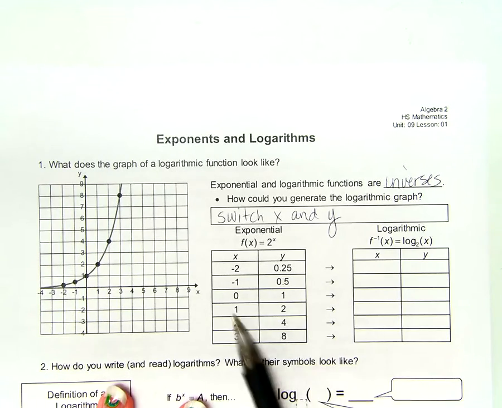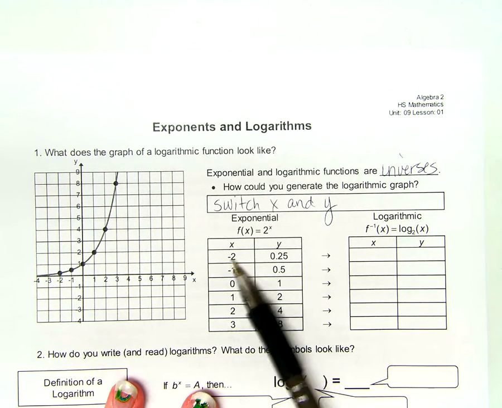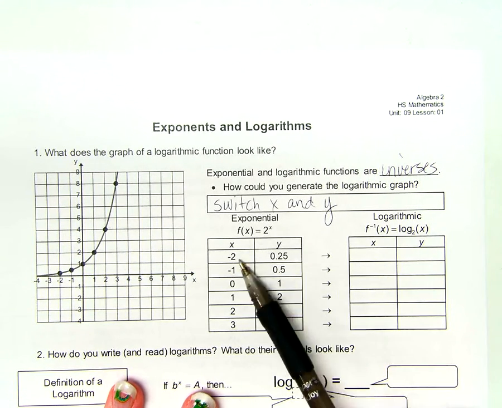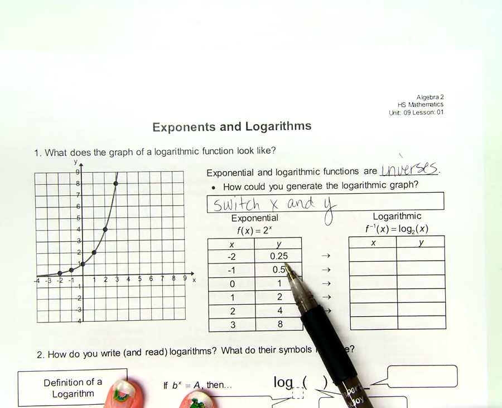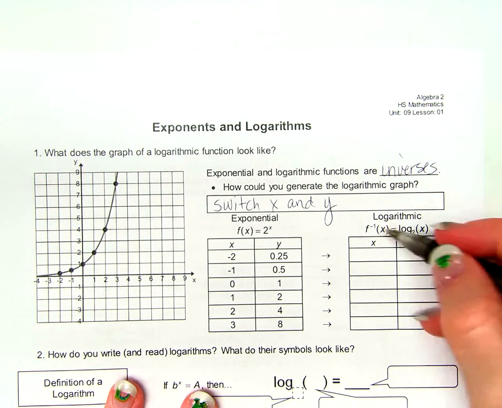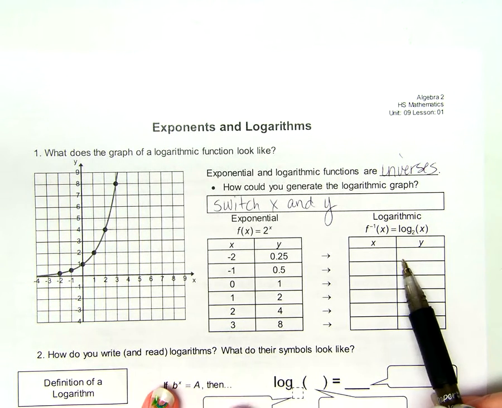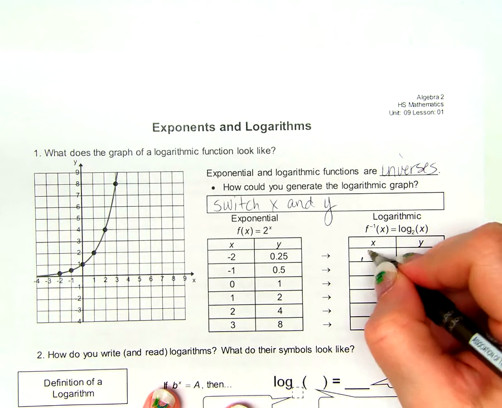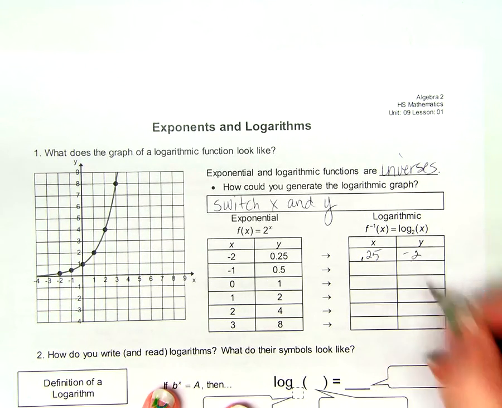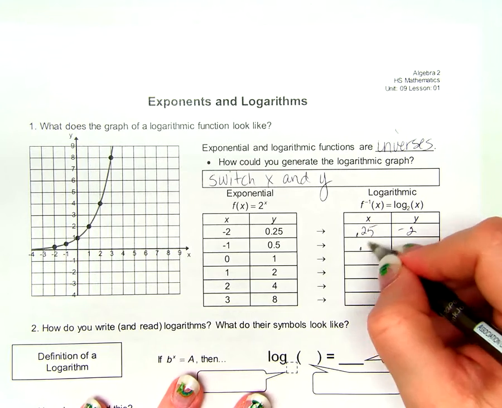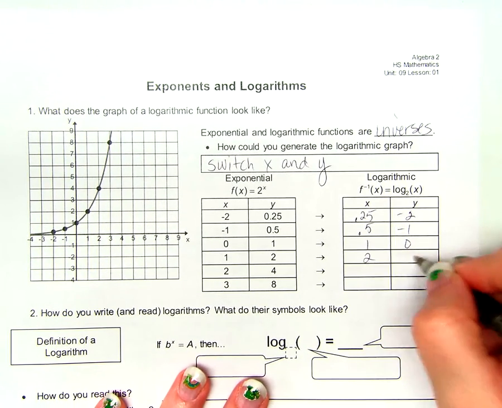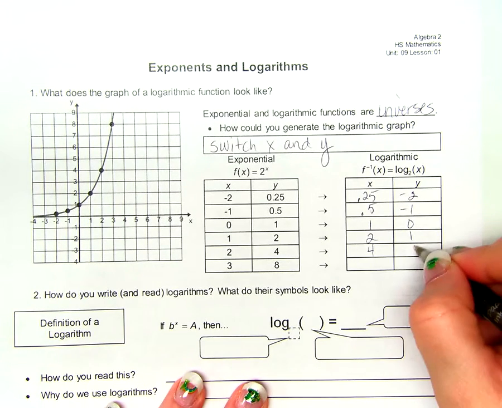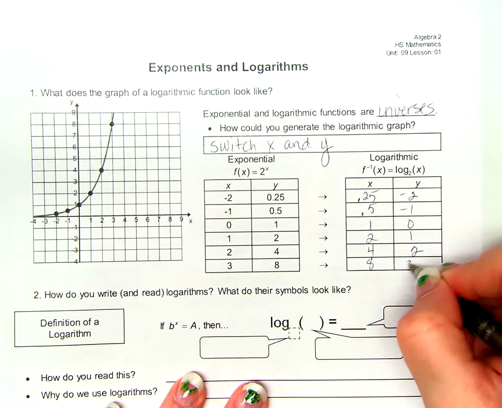So if this was my exponential table, which makes sense, right? 2 to the negative 2 power is the same as 1 over 2 to the second power, which would be 1 over 4, which is 0.25. Remember negative exponents? How could I get the logarithmic point there? So 0.25 and negative 2. This would be 0.5 and negative 1. 1 and 0. 2 and 1. 4 and 2. 8 and 3.